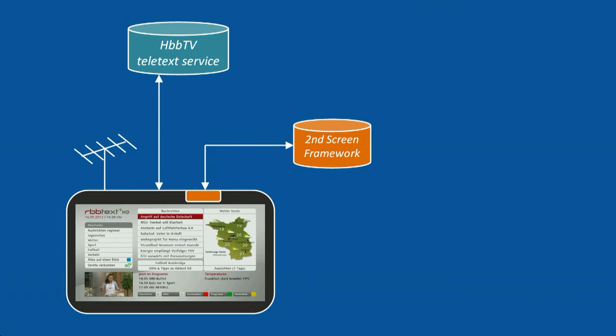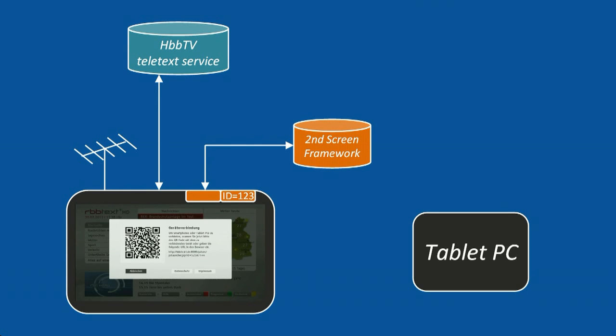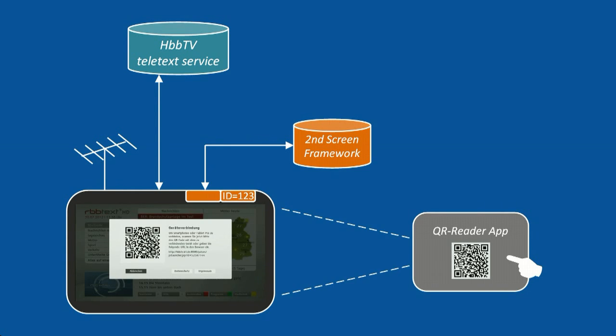This module tells the teletext application that no device has been connected yet to the TV set. So, the teletext starts another module from the framework, which handles the first device connection. This module assigns a new device ID to the TV set, which is stored in a local cookie. It also draws a QR code on the screen and asks the user to scan this code with his tablet. All usual QR code reading apps can be used to scan the code.